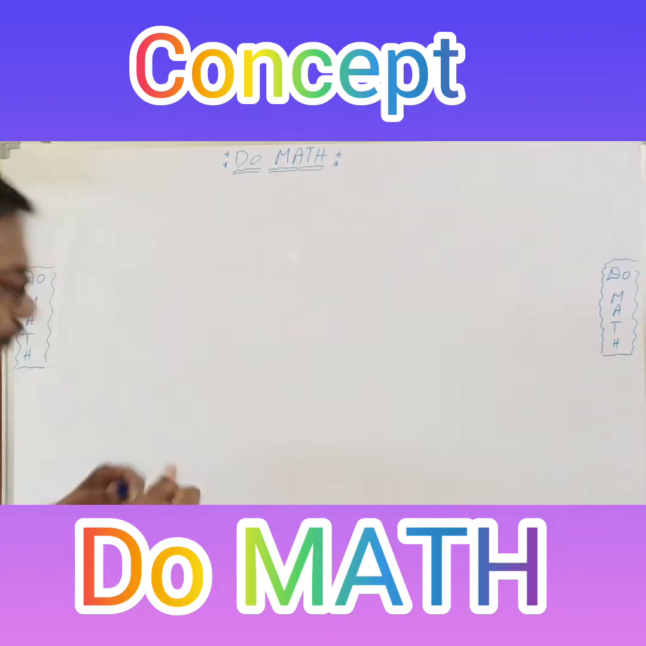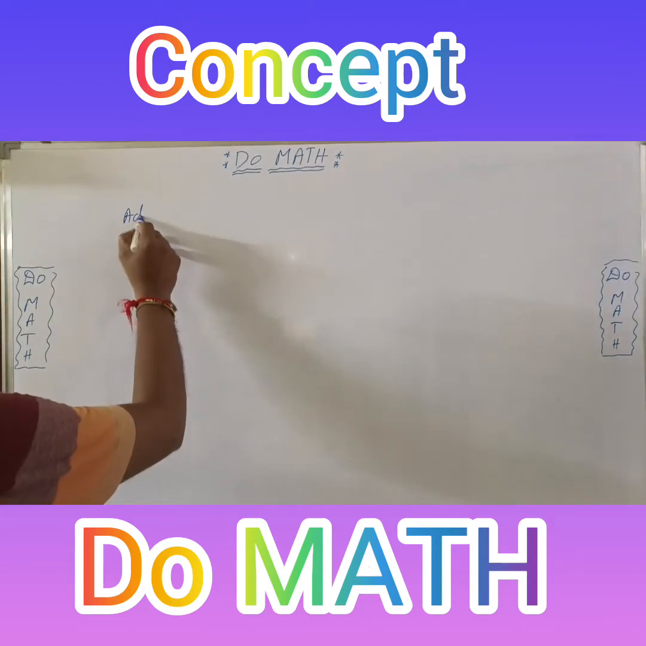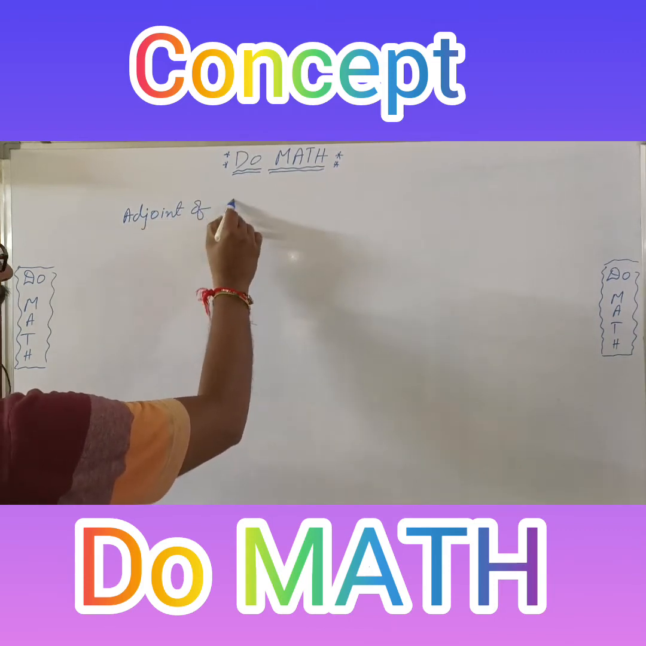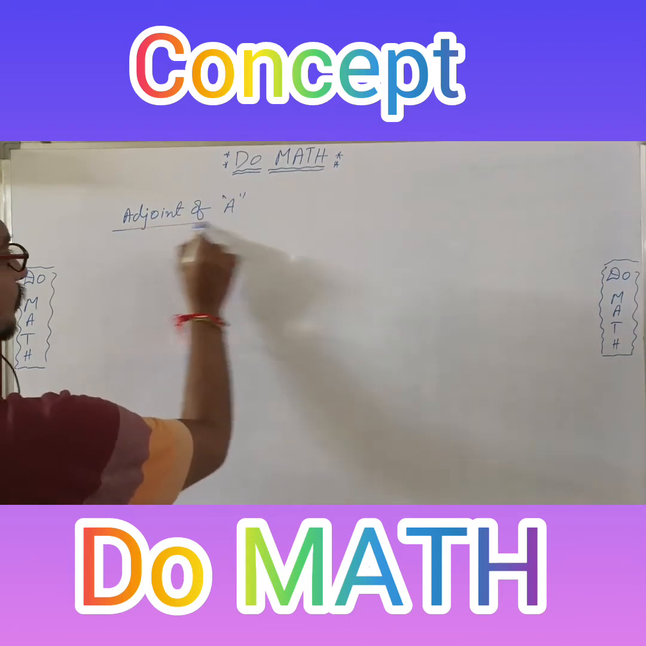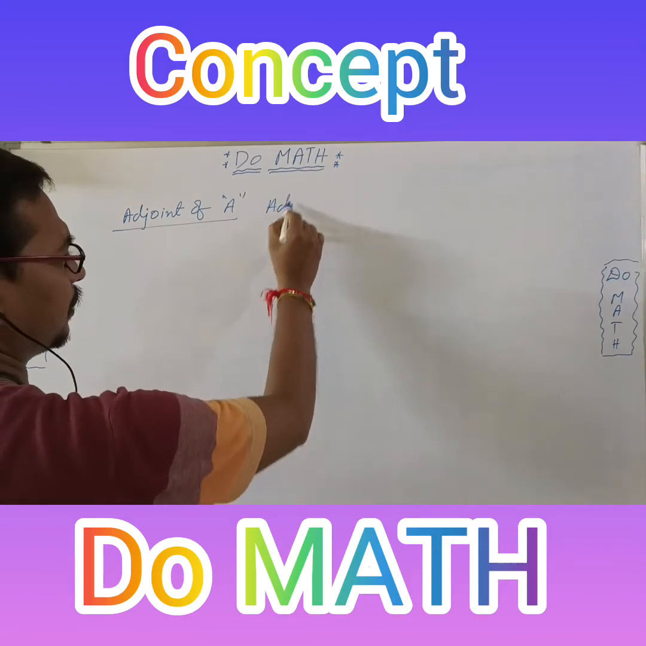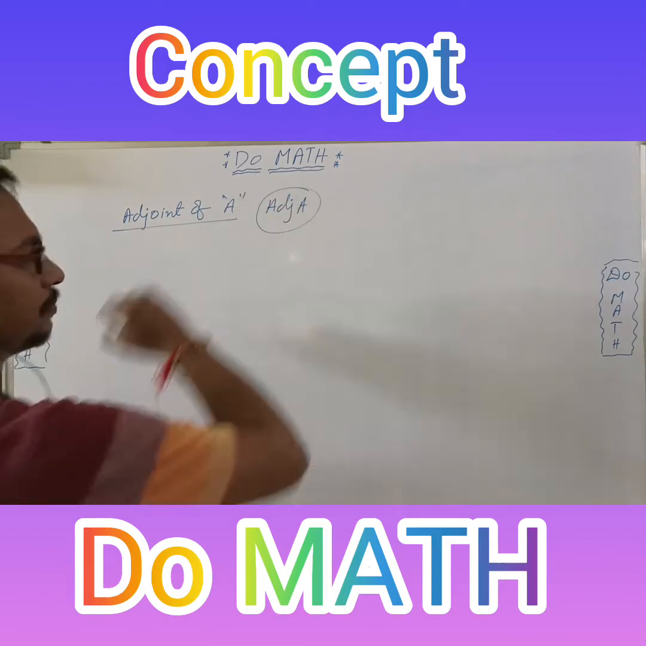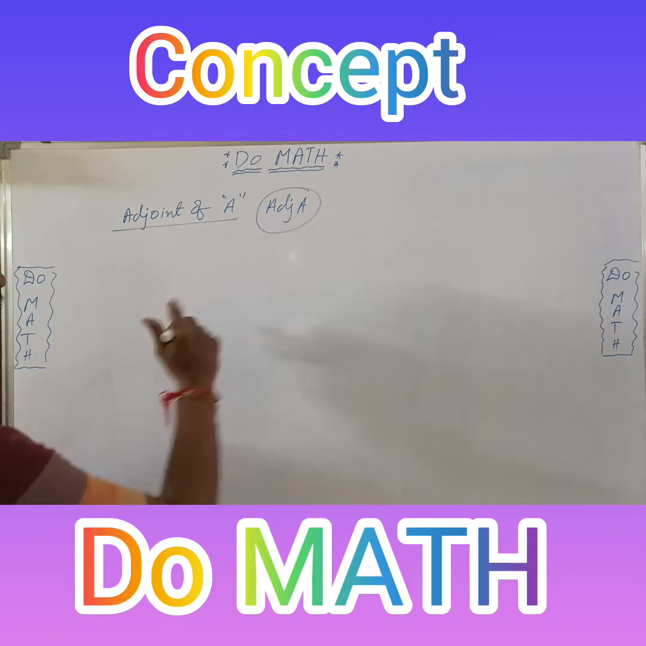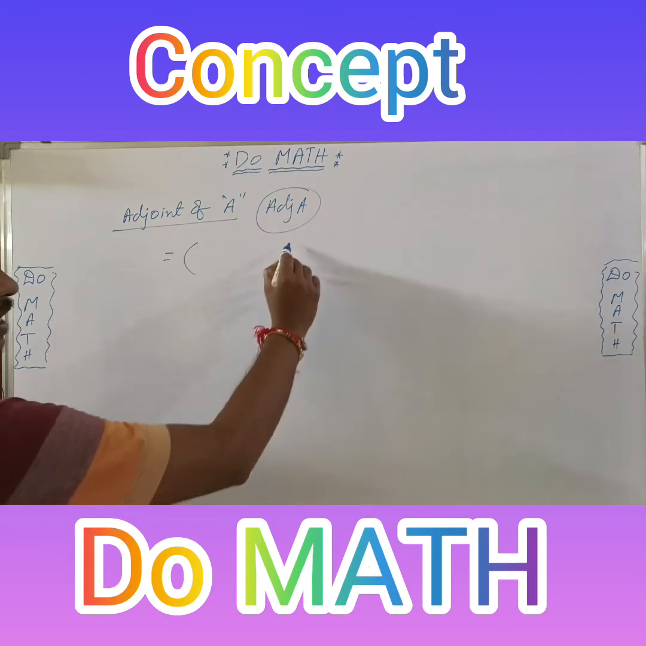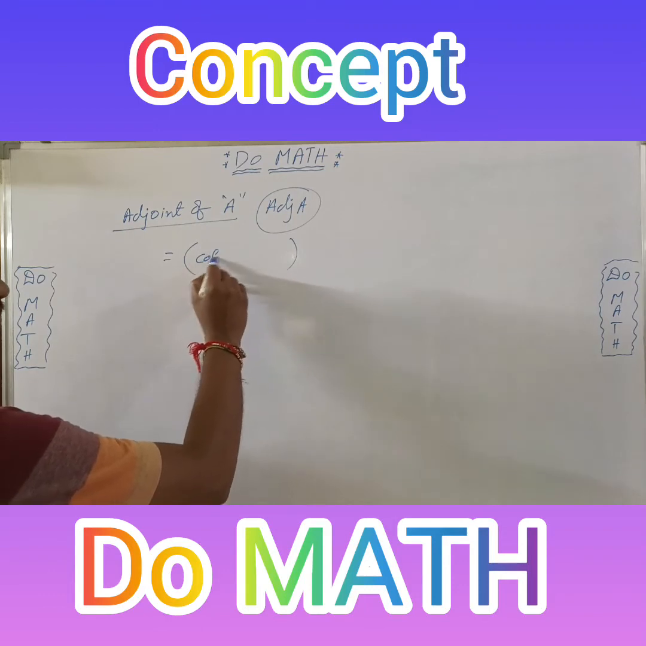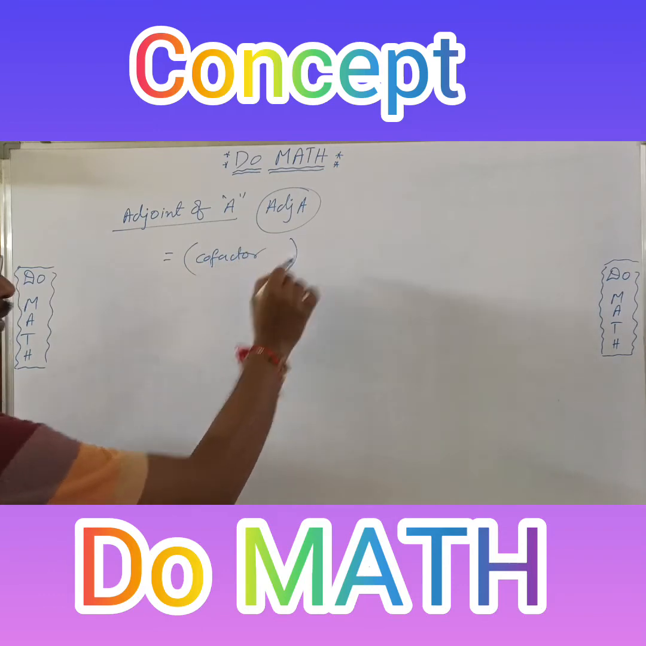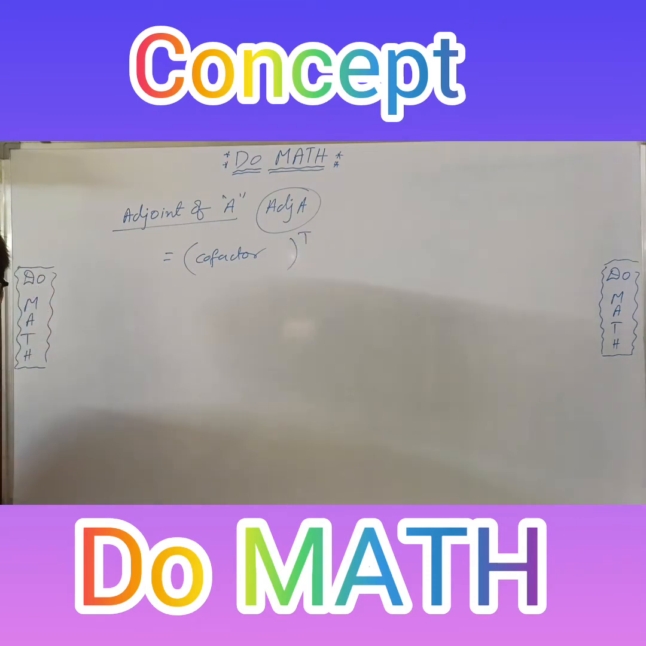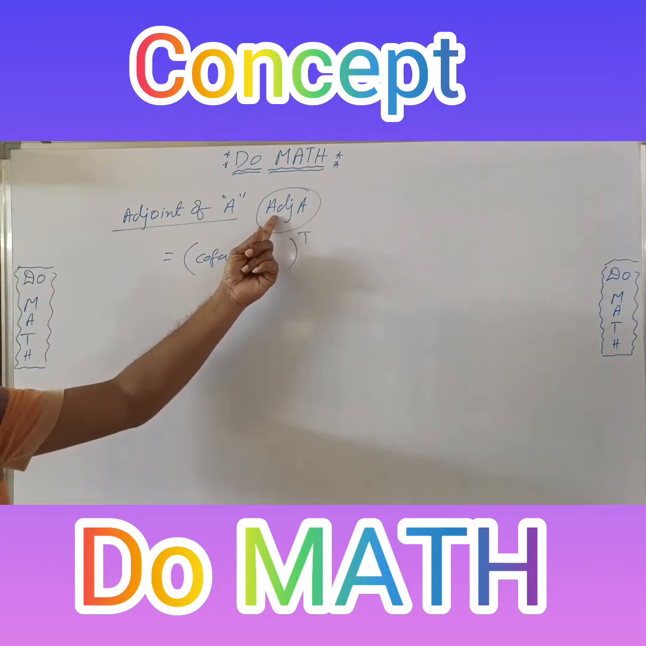And then the adjoint of a matrix capital A. It is denoted by adjoint of A. So this is the notation, adj A. What is adjoint A? The transpose of the cofactor matrix. The transpose of the cofactor matrix is called adjoint A.